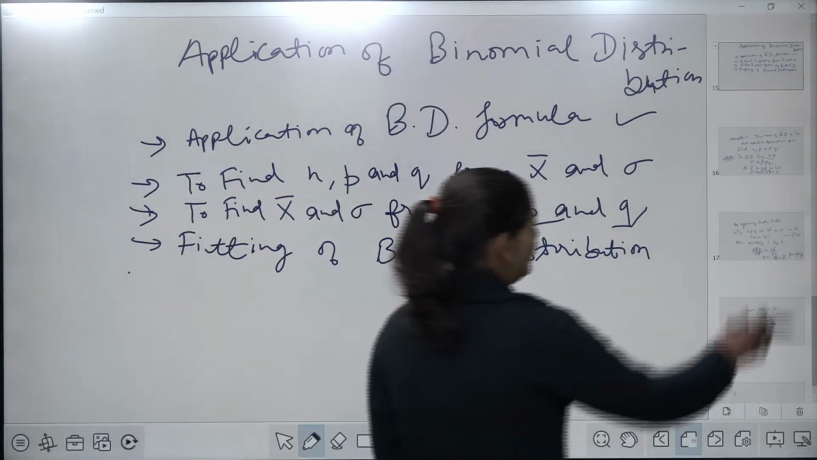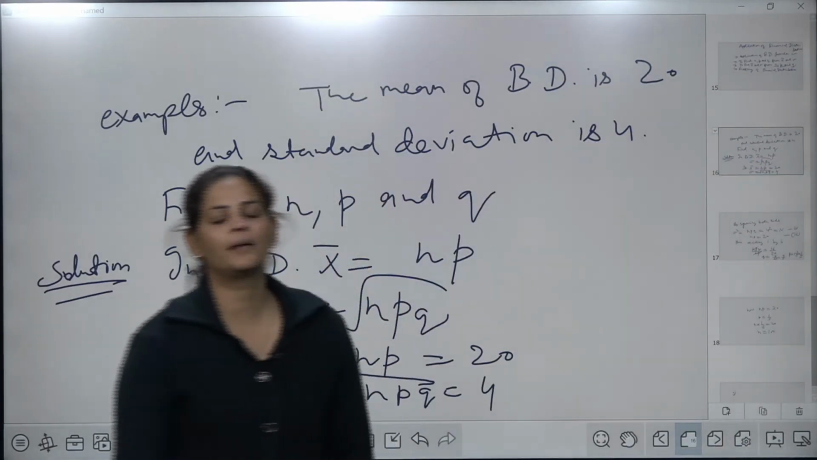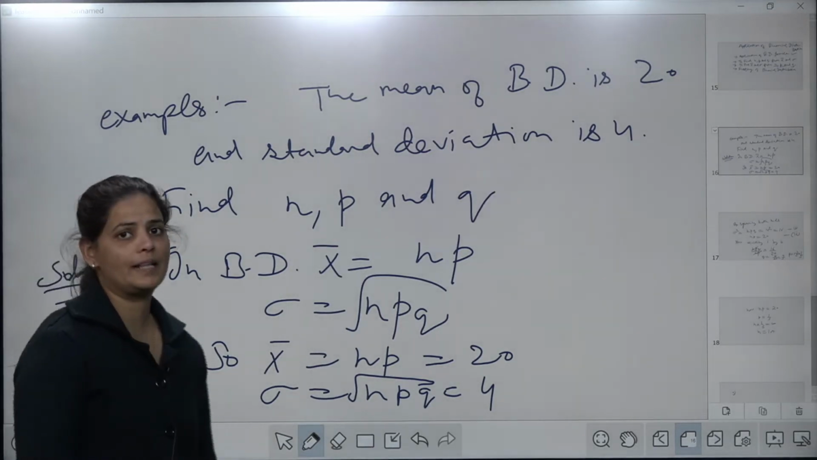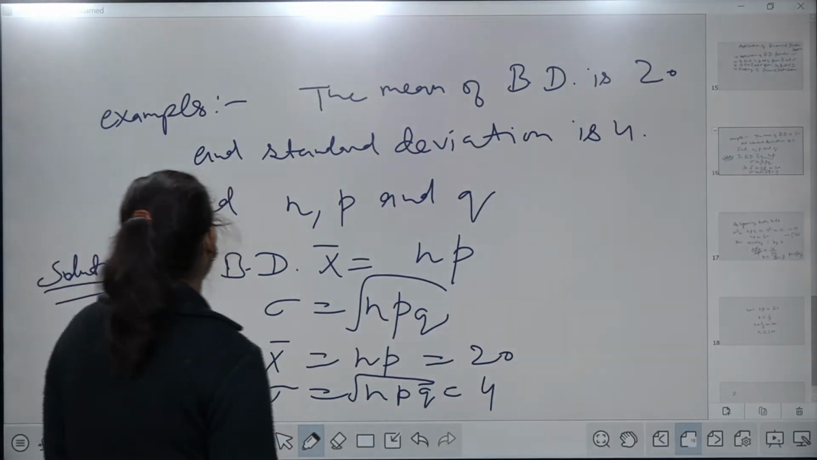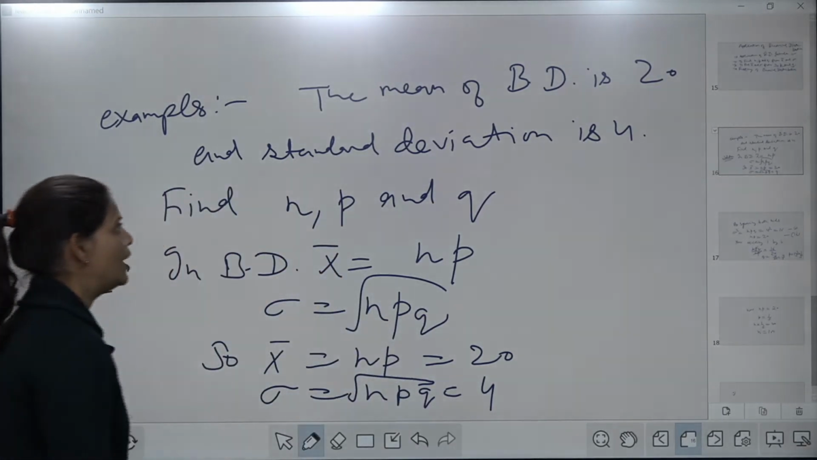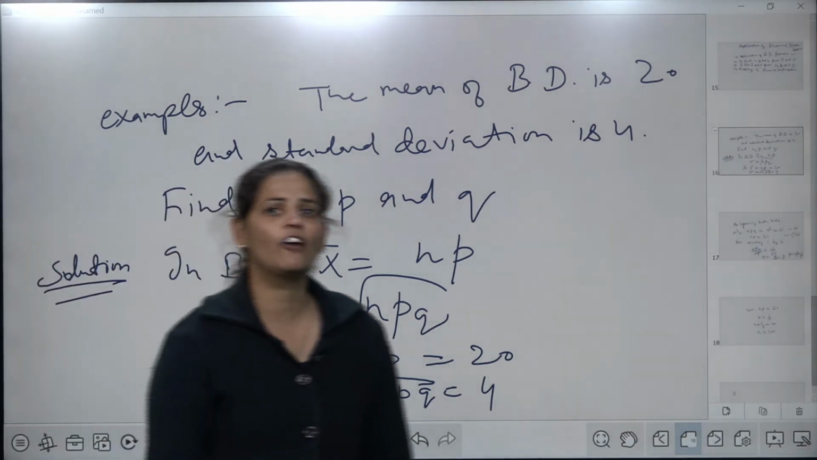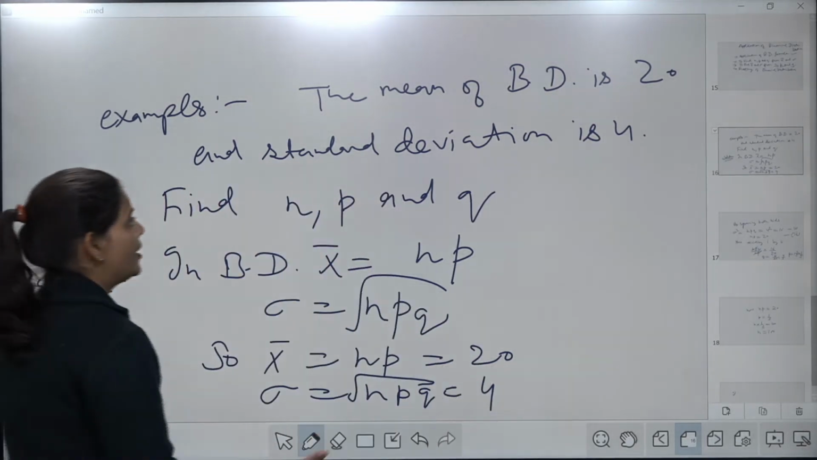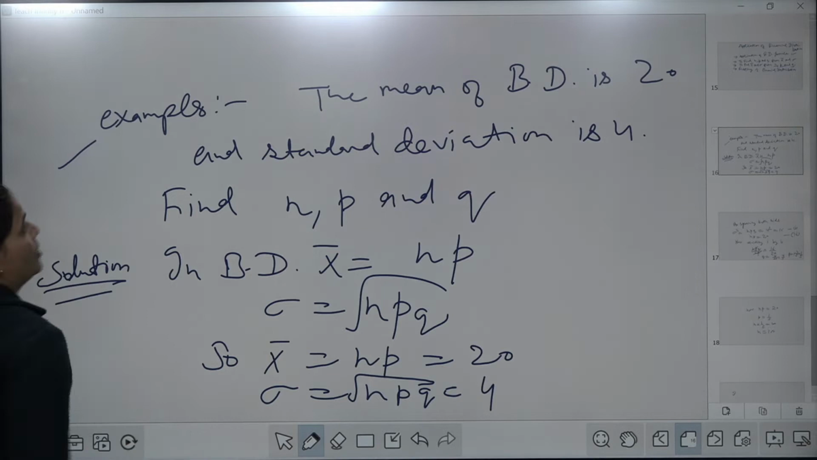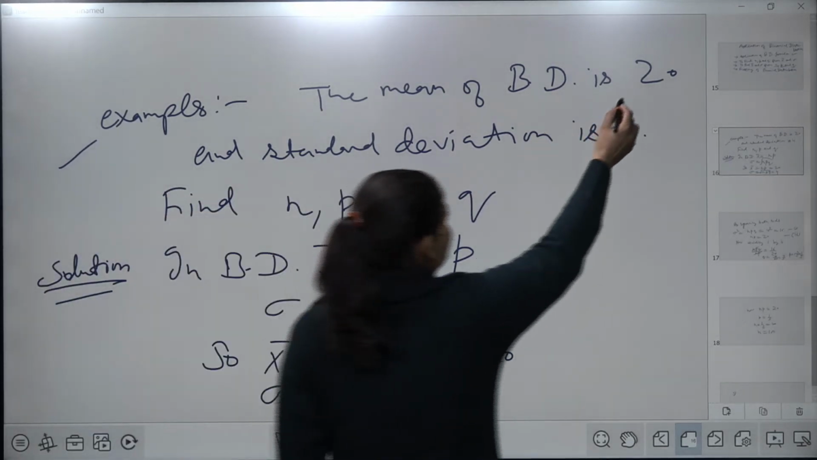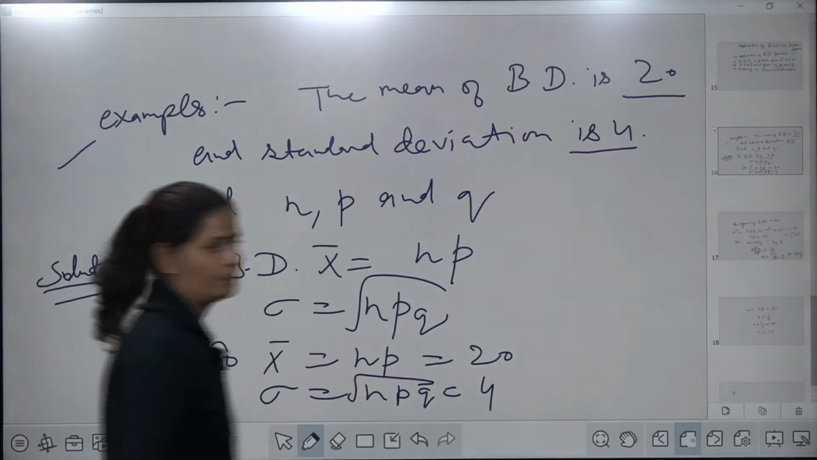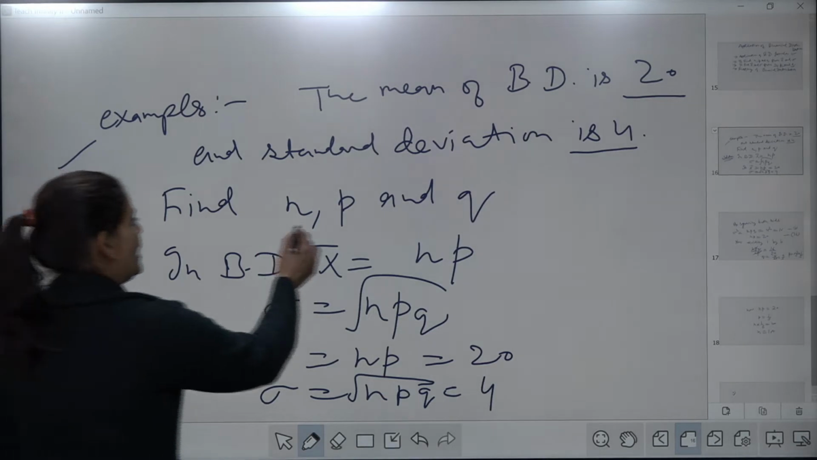So, let us start with the second application, because we have already completed the first application in the previous lecture. You can go through the previous lecture to understand the first application of binomial distribution. So, let us start with an example. How we can find out the value of n, p and q if we are given standard deviation and mean. So, this is your example. The mean of binomial distribution is 20, which is given to you, and standard deviation is 4. Now, what we have to do? Find n, p and q.